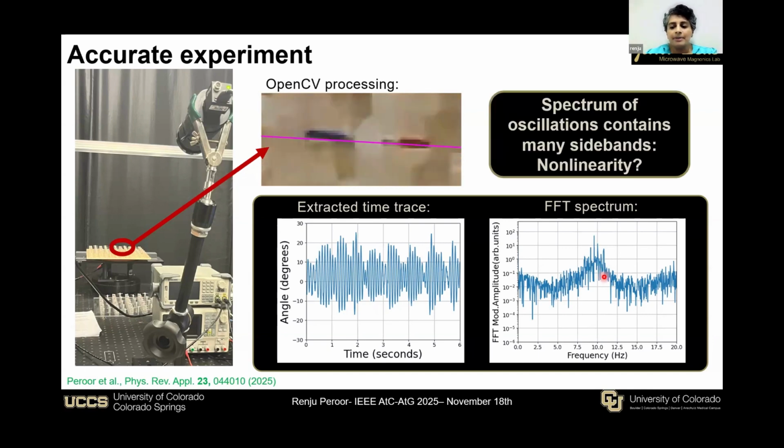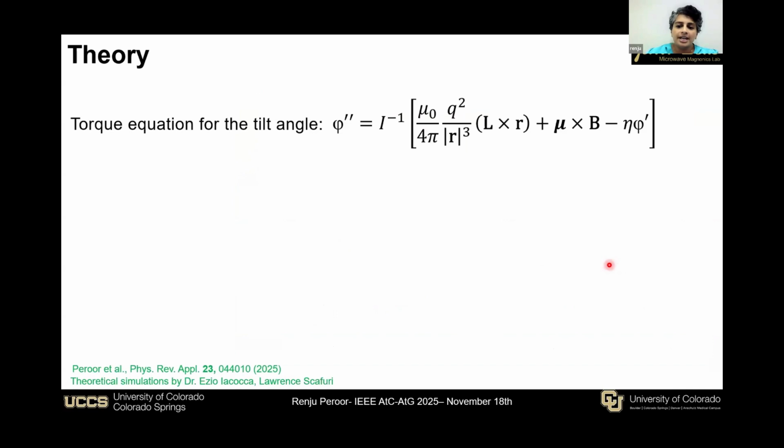Now, the system is driven by the dynamic magnetic field. There is a response recorded. So the question here is: is there a nonlinear response? To understand this further, a mathematical model was created. Our model is deliberately very minimal.